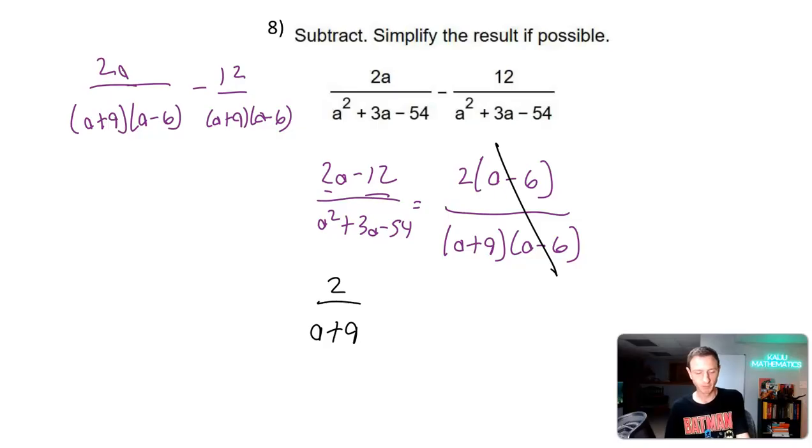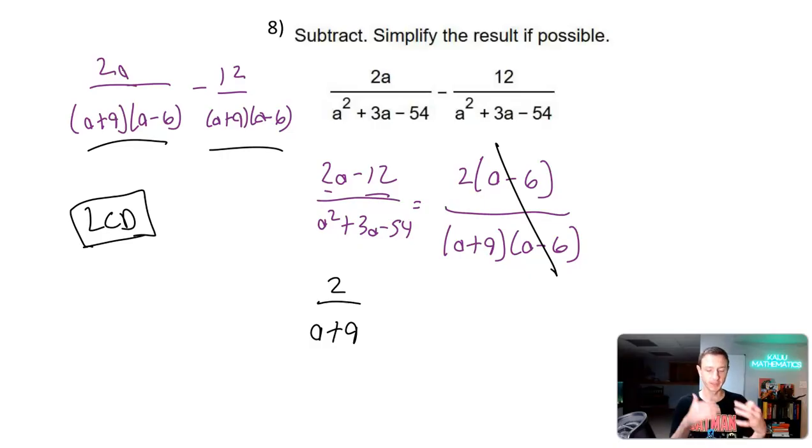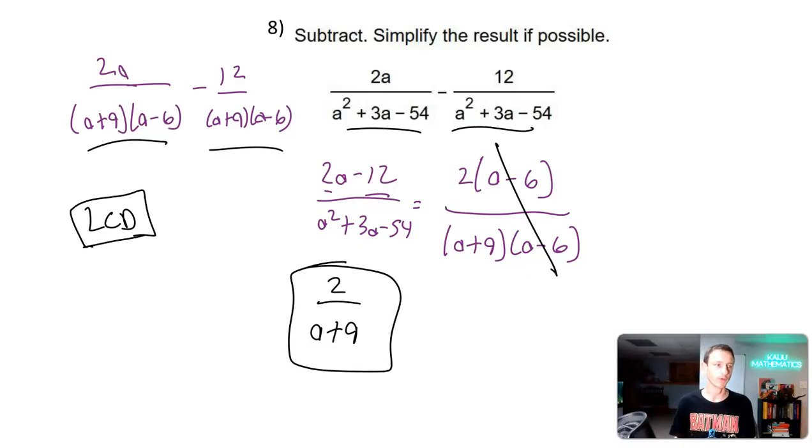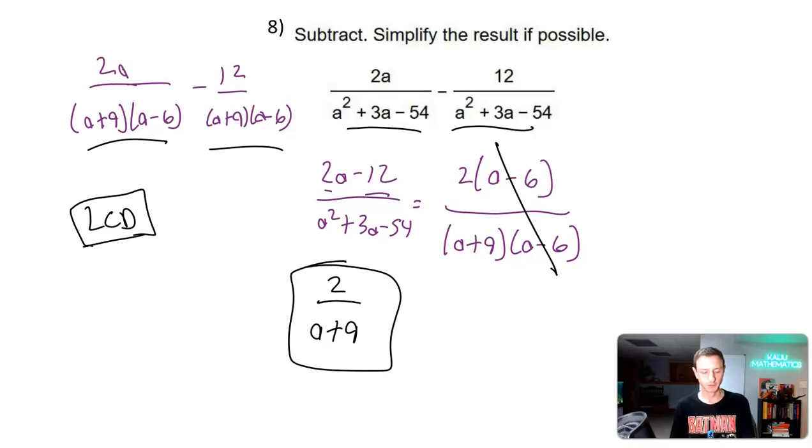But the key with this problem is the denominators have to be the same. If they are not the same, we need to look for an LCD, least common denominator, and then make them the same, and do some manipulation. But in this case, we had the same denominator, so it doesn't matter the order. You don't have to factor it right now and then put it all over the denominator. If you want to, you can, but there's no rule for when you should do that. It depends on a case-by-case basis. But 2 over a plus 9, nothing else to simplify.